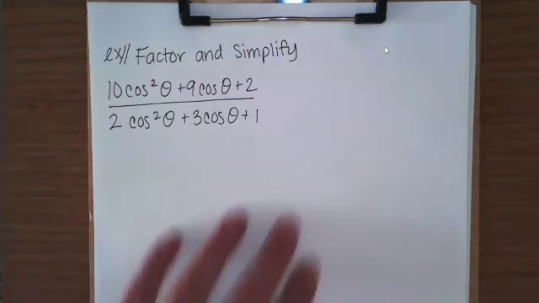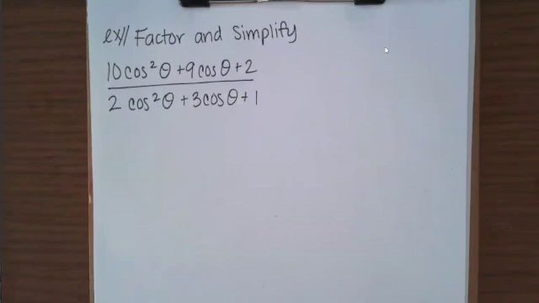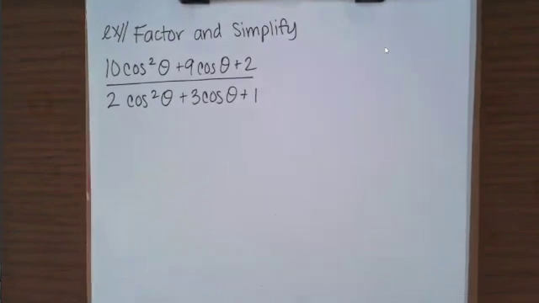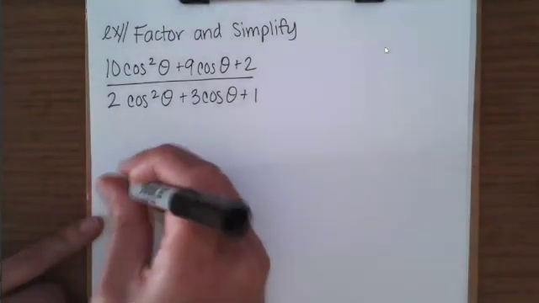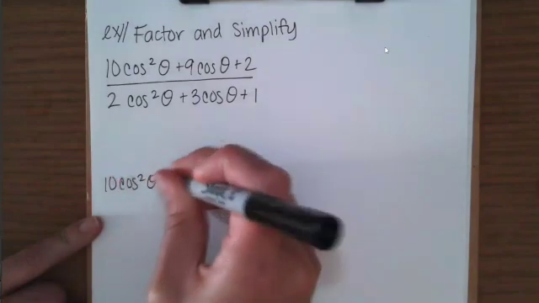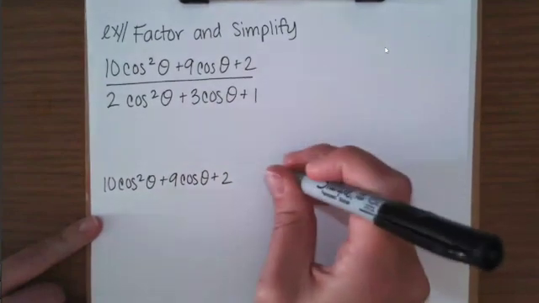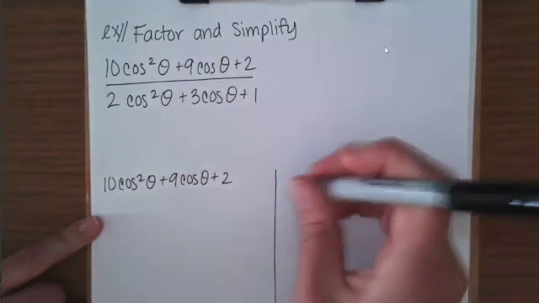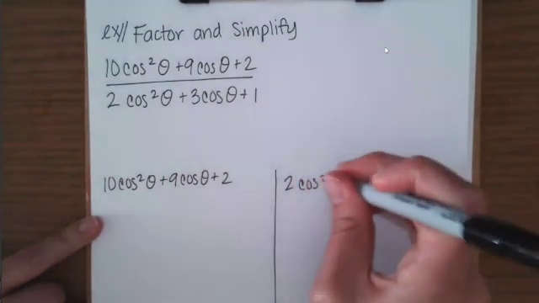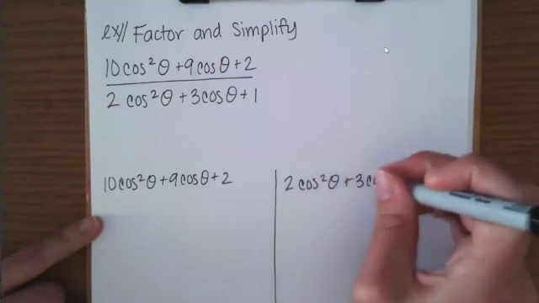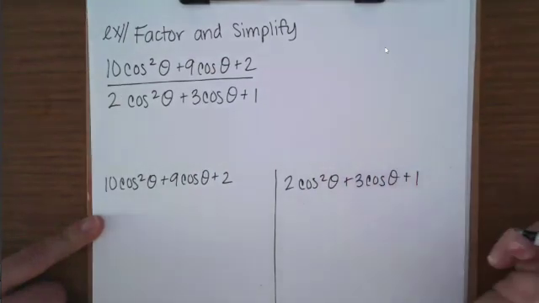So what I'm going to do down below is the factorization separately. First, let's work on factoring 10 cosine squared of theta plus 9 cosine of theta plus 2. Then I'm going to separate this with a line. Then I'm going to factor 2 cosine squared of theta plus 3 cosine of theta plus 1. So I'll do these factorizations separately here.